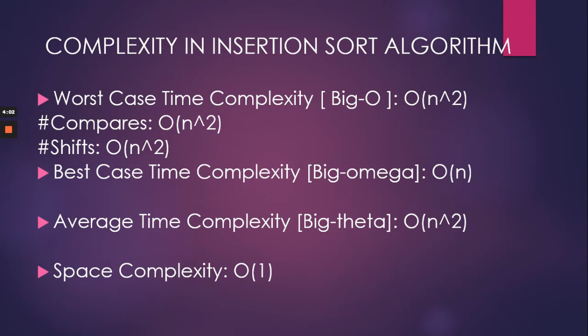For the worst case, the time complexity is big O n square, and it is for compares and also the shifting. For the best case, the time complexity is big O n, and for the average case, it is big theta n square, and for the space, it is O 1.